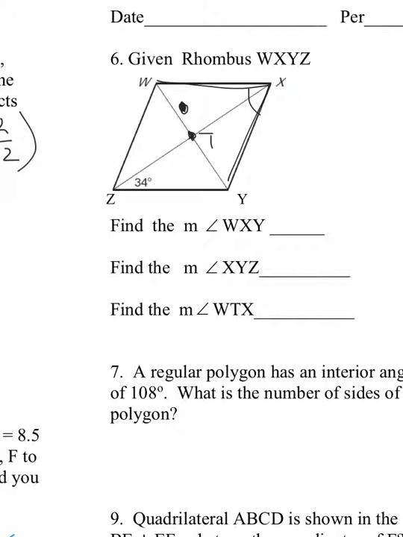That means that ZX, this diagonal here, cuts Z and X in half, and you'll see 34 here, which means you also have 34 here. So altogether, that makes Z 68, and because opposite angles will be congruent, that makes this 68.